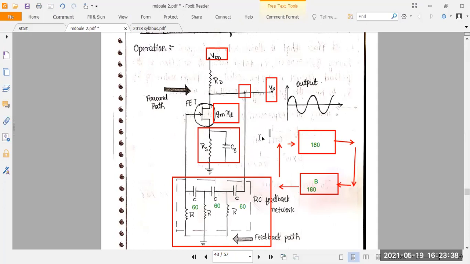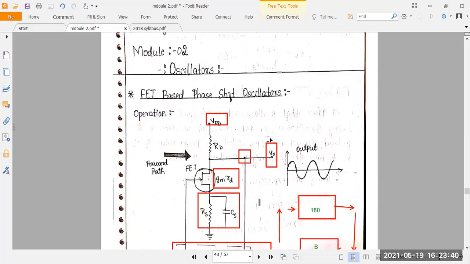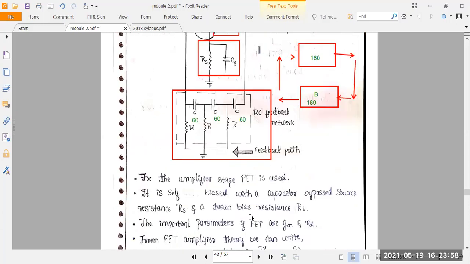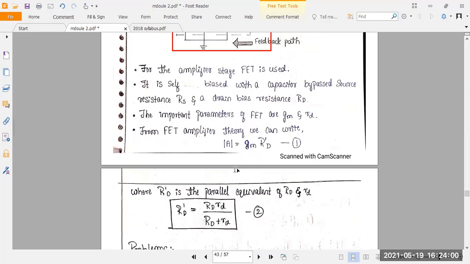So for the FET-based oscillator, we want to take the amplifier as a FET, so it gives the 180-degree phase shift. The remaining 180 you take from the passive elements. Understood? If you take 3 combinations of RC, you'll get a total 180-degree phase shift. Understood? Next, you write the equations here.